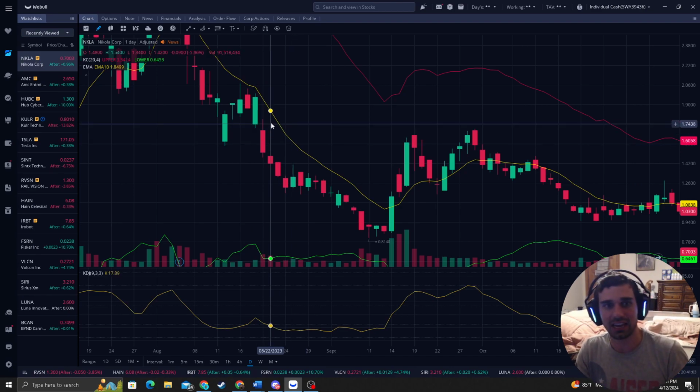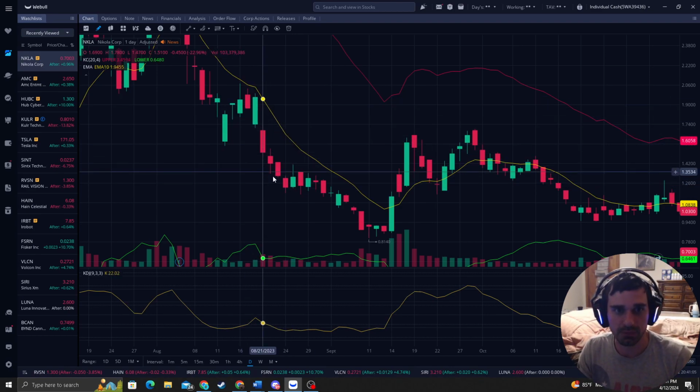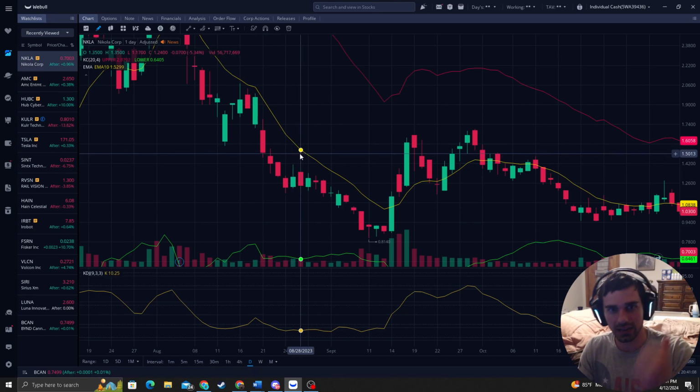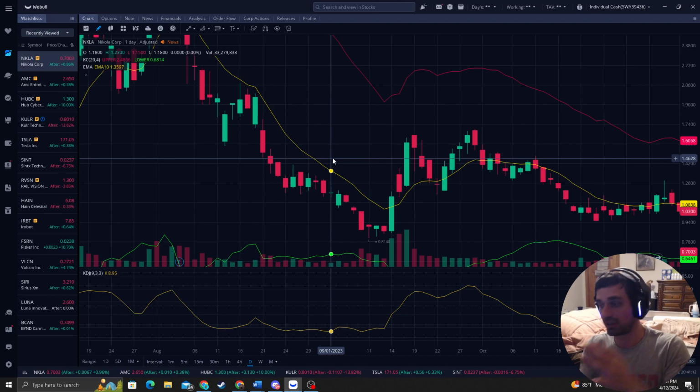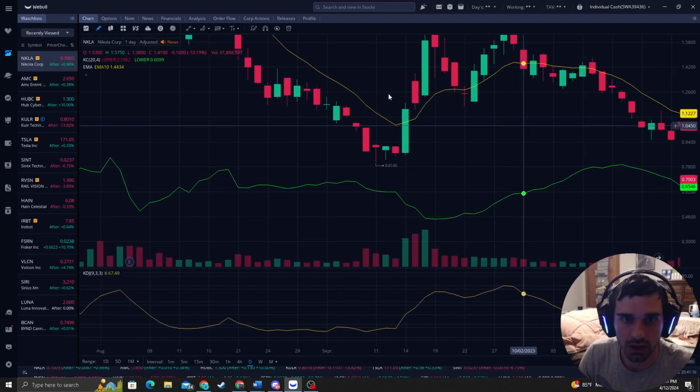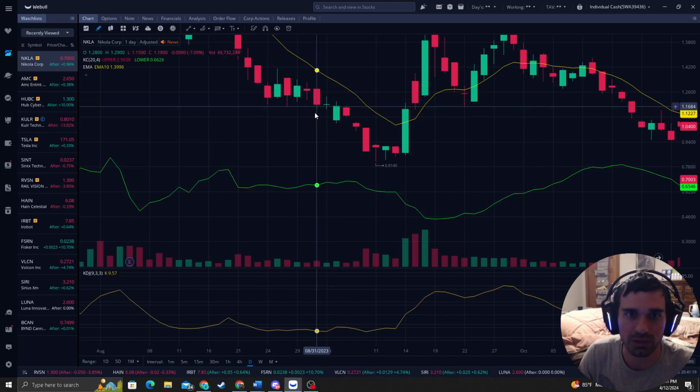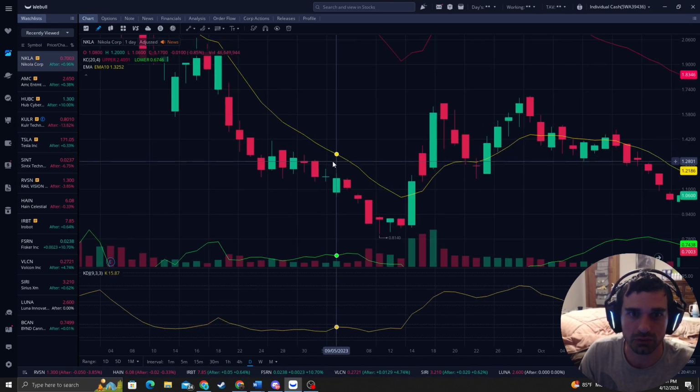1, 2, 3, 4, 5. That's 5 candles of not hitting this middle band. That would be your first week. And then you go 1, 2, 3, 4, 5, 2 weeks. But like I said, we want to get as close as possible. Look at the gap of this candle to this. There's plenty of room to the downside and not much room to the upside.